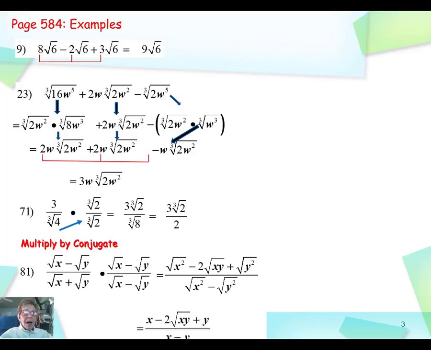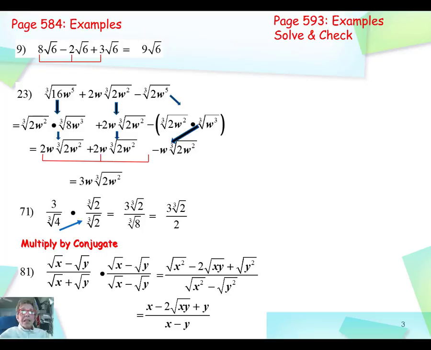And simplified, the numerator, the square root of x squared comes out as x. The square root of y squared comes out as y. But look at the denominator. Now we have no radicals in the denominator, which was exactly our goal.